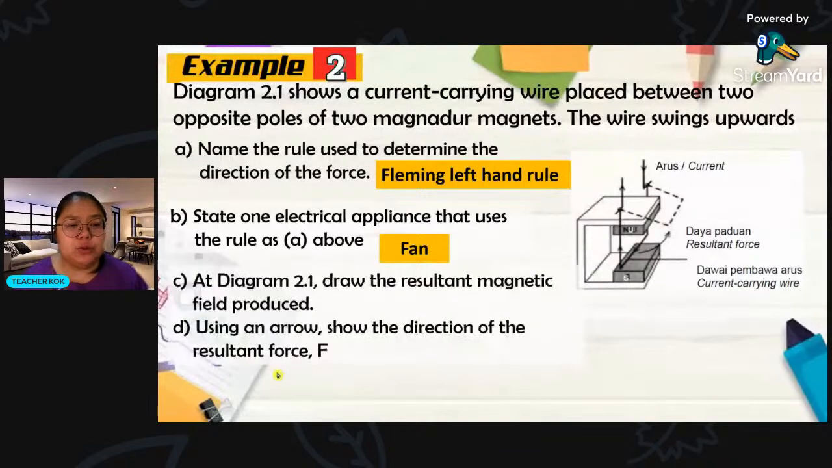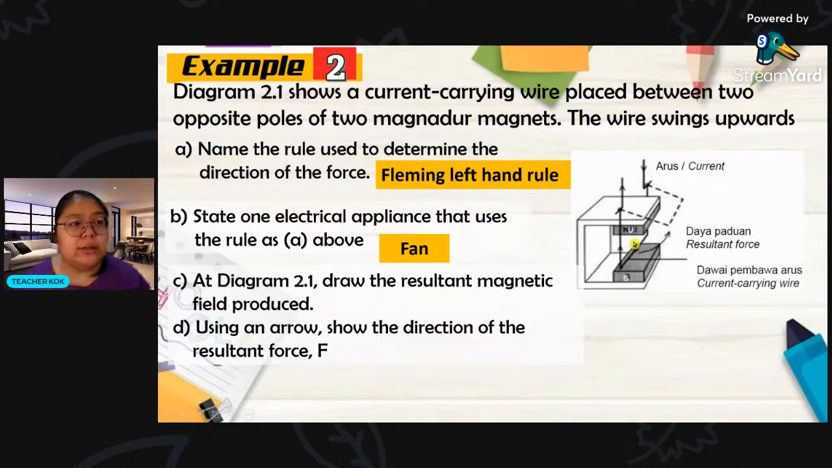Okay, now we're going to see 2.1, they draw. We need to draw the resultant magnetic field produced. So we need to look at this diagram: north to south, then you point downwards. Take out your first finger, point downwards. Now take out your second finger. We just focus on this line, the current-carrying conductor, the wire between the magnets. You can see the arrow is coming to you. Can you see the arrow coming to you?